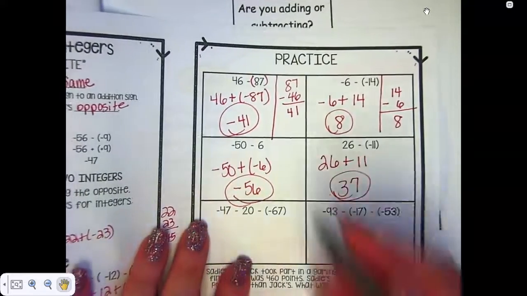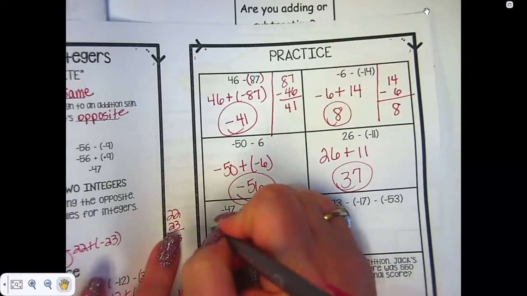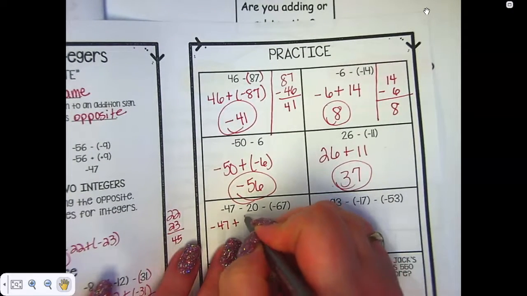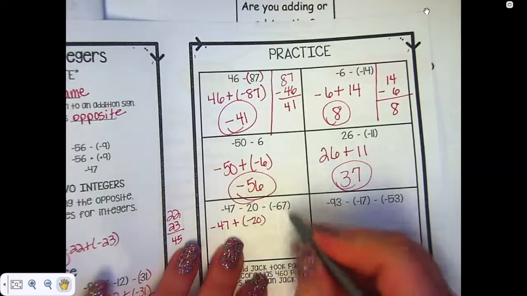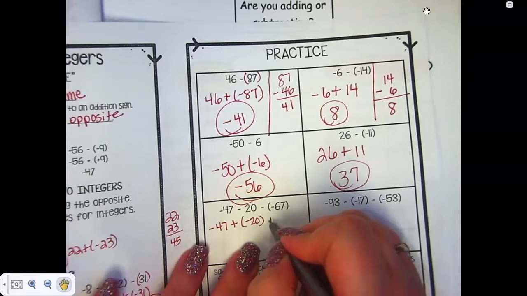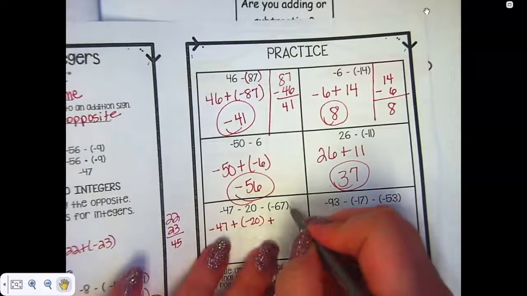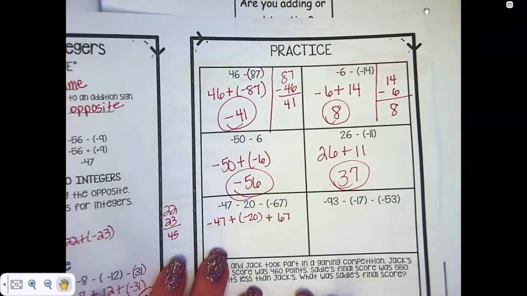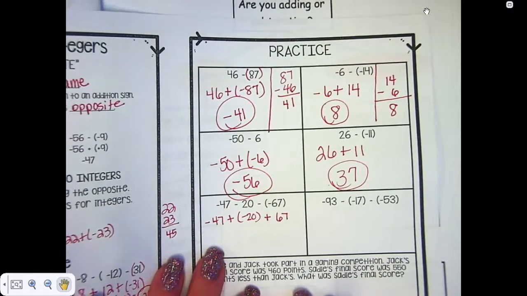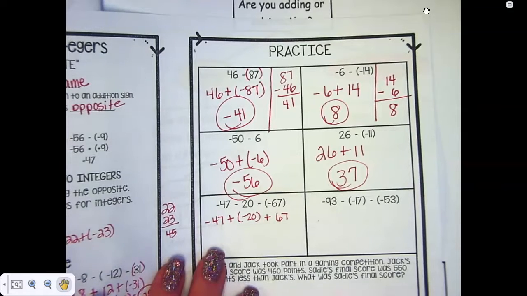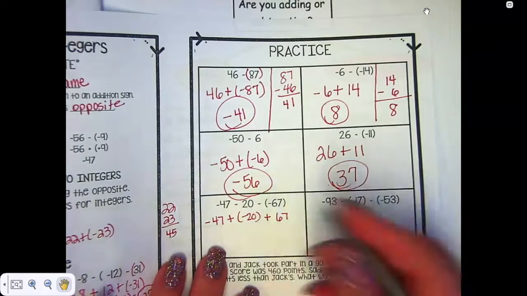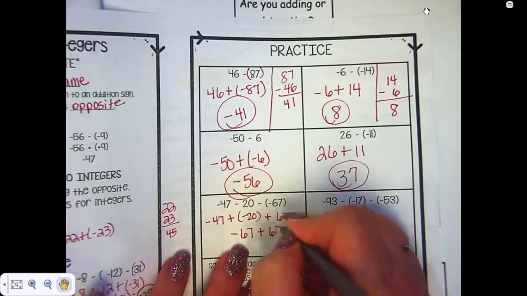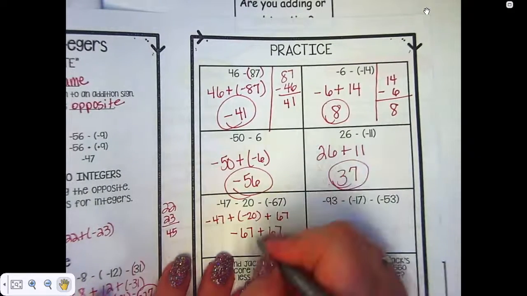All right, let's rewrite the next one. First number stays the same, negative 47. Subtract becomes add, positive 20 becomes negative 20. Subtract becomes add, negative becomes positive. Ooh, that looks interesting. So negative 47 plus negative 20 is, Xavier? Negative 67 plus 67. 0. Very nice.